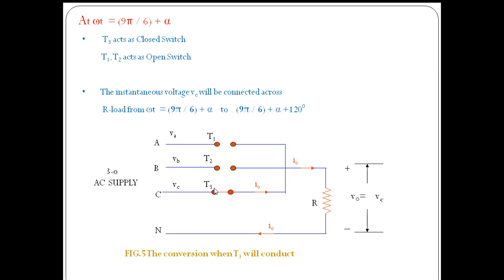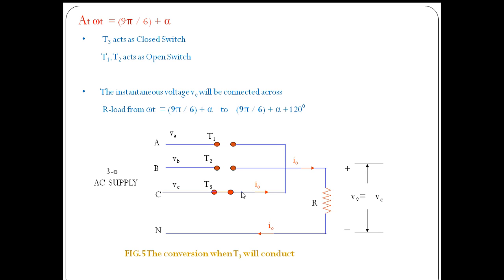At that time, we are providing a firing pulse to thyristor T3. Then it will be in conduction, and the remaining two thyristors are off. So T3 will act like a closed switch, and T1 and T2 will act like an open switch. The instantaneous voltage VC will be connected across R load from ωt = 9π/6 + α to 9π/6 + α + 120 degrees.